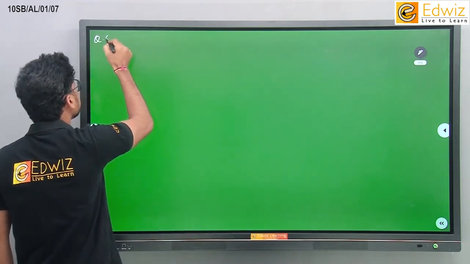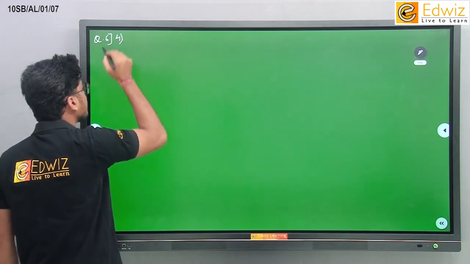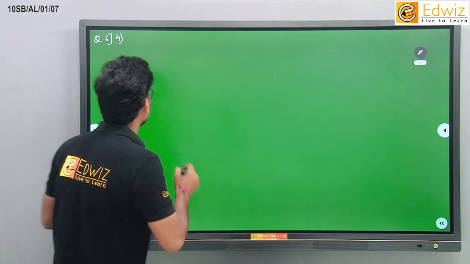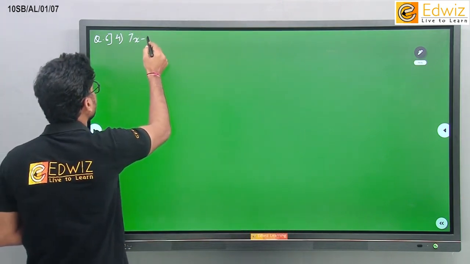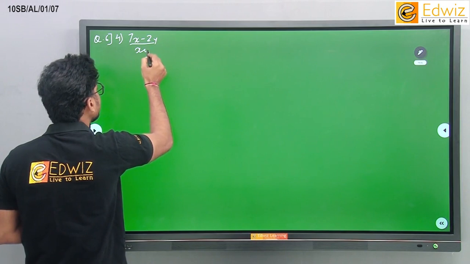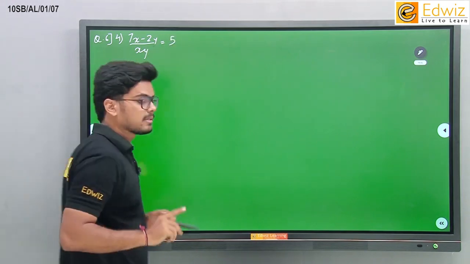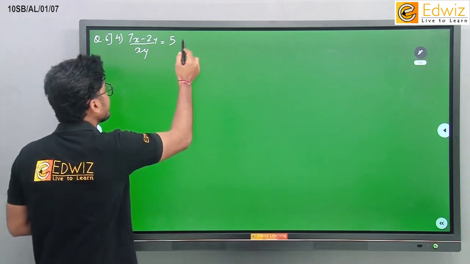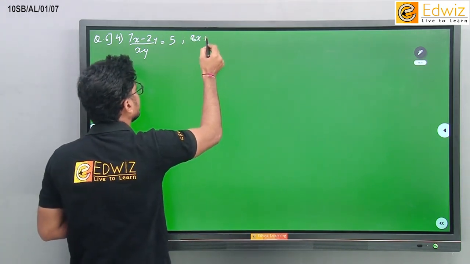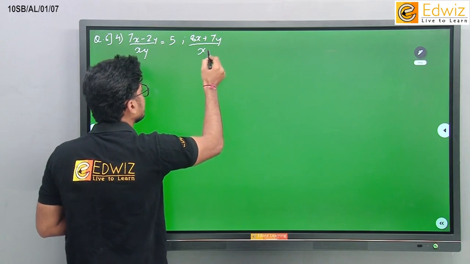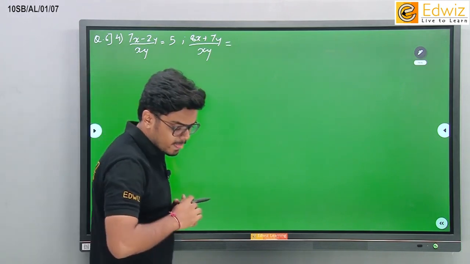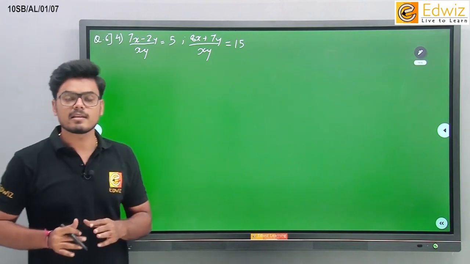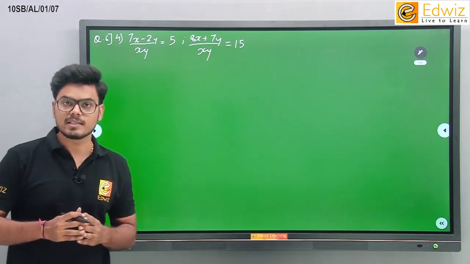So question number 6, fourth sub question, that is 7x minus 2y upon xy equal to 5. This is the first equation that is given. Second one is 8x plus 7y upon xy equal to 15. Okay, now as you can see these are non-linear equations, but we will convert them into linear equation.